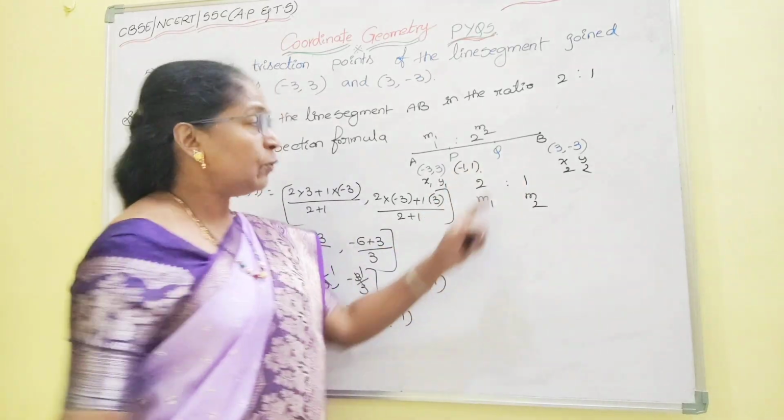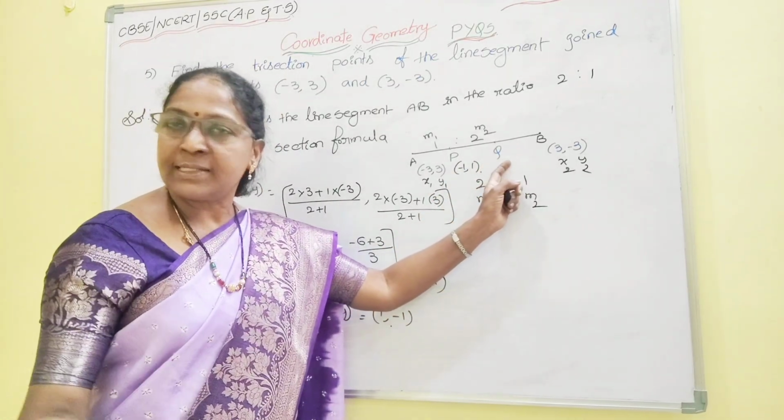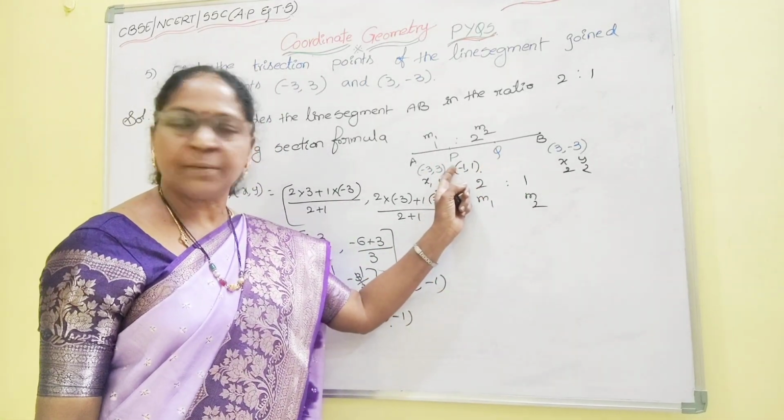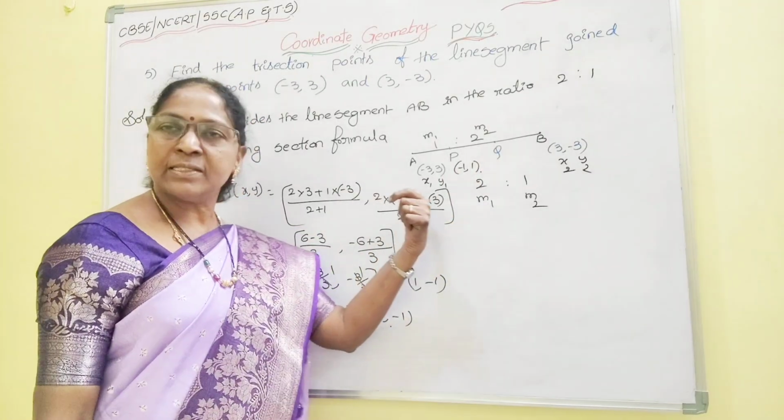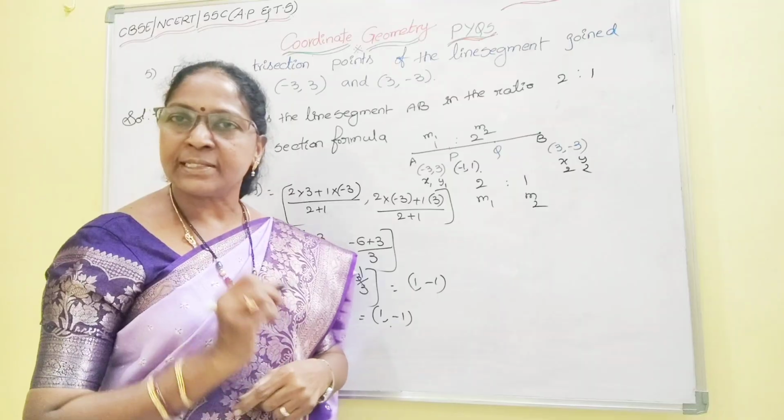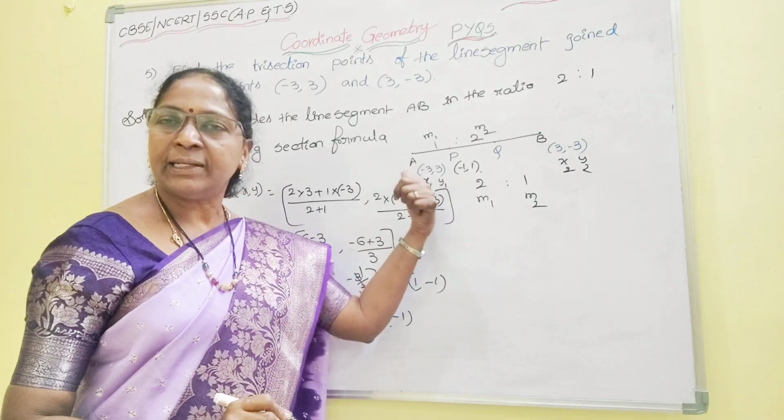Here Q is another trisection point. P is one of the trisection points and Q is the other trisection point. So whenever a question like this is asked, you have to use the section formula. It's very important.